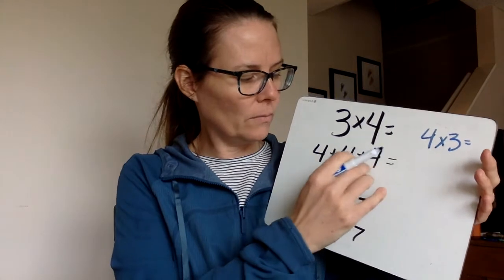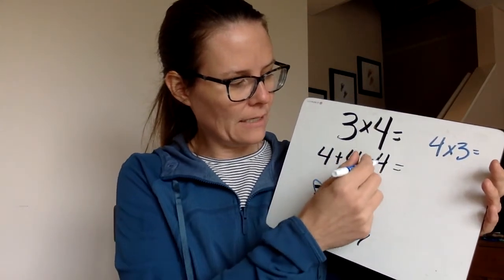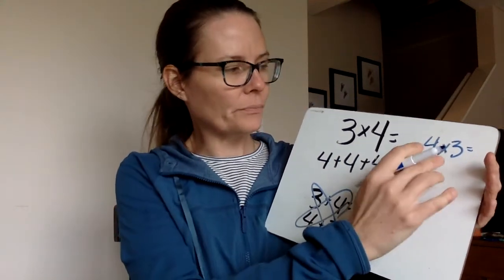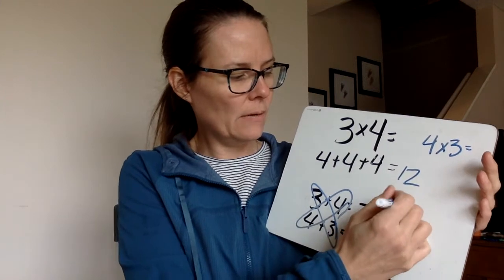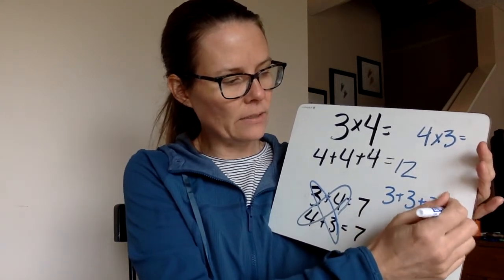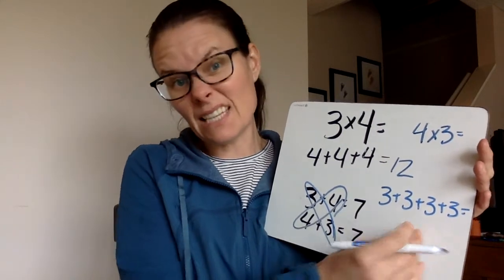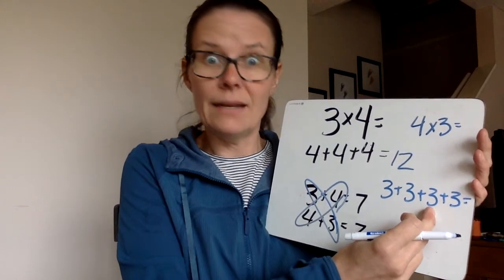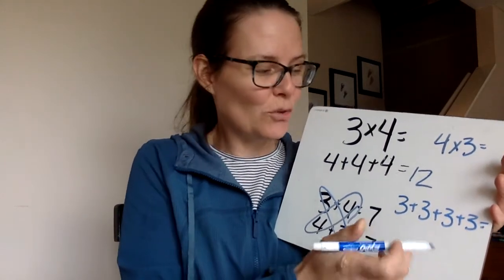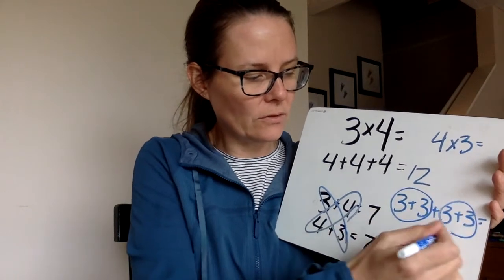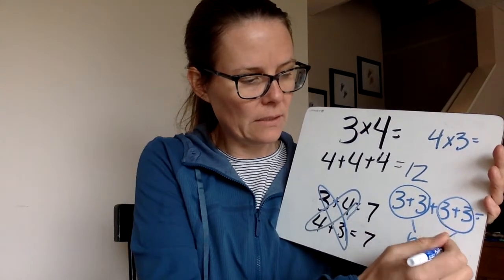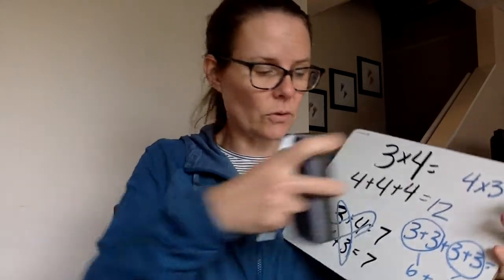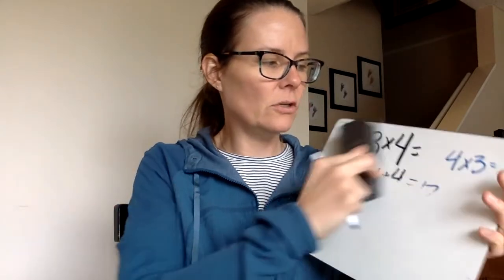So I can say 4 plus 4 plus 4, 4, 8, 9, 10, 11, 12. I can say that. Or I can say 4 times 3. I can say 3 plus 3 plus 3 plus 3. And I can skip count. I can say 3 plus 3 is 6. 6 plus 3 is 9. 9 plus 3 is 12. Or of course, you guys know you can also do this, right? 6 plus 6. It's going to give you 12. But it's the same. We just proved that you can switcheroo it. Okay? So in multiplication, you can go both ways.